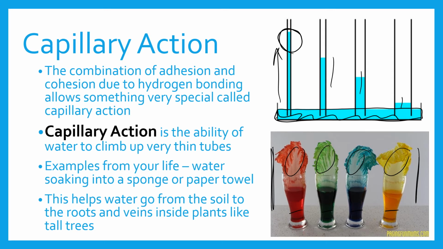So this is how water can go from being inside the soil to being soaked up through the roots and the veins of the plant and go all the way to the top of the tall trees where it can be released through leaves. Pretty cool.